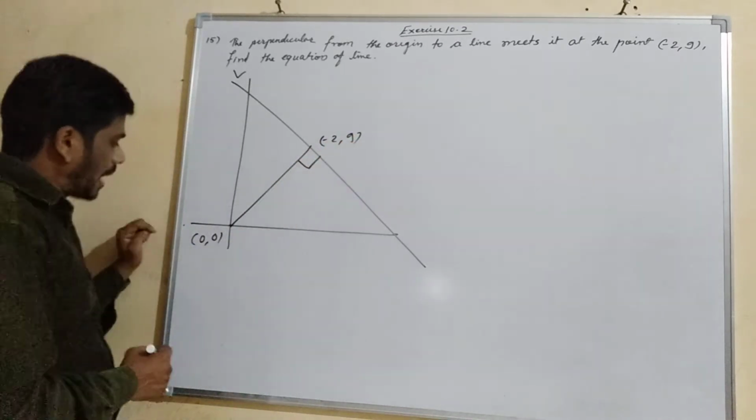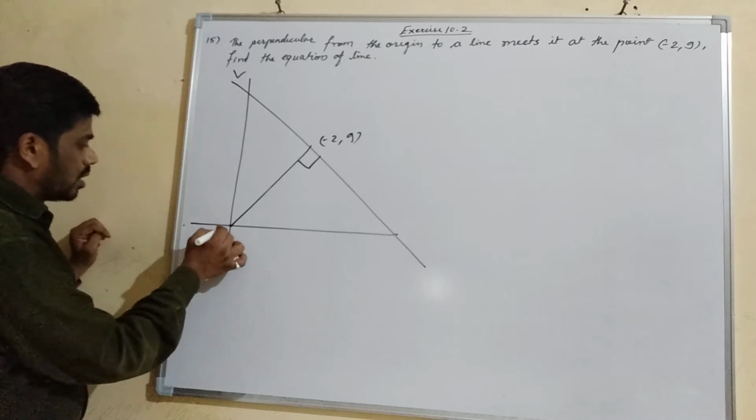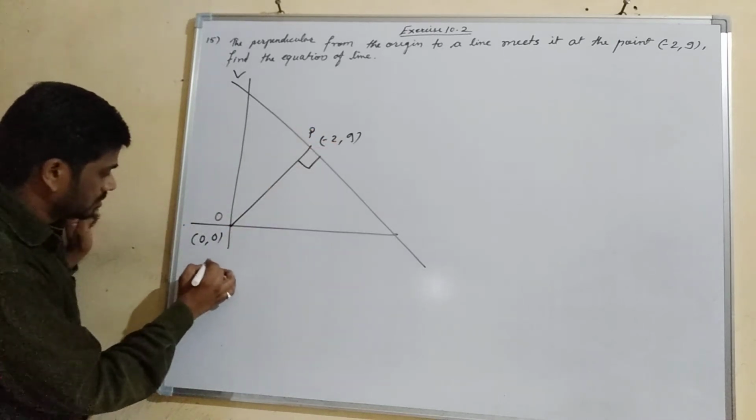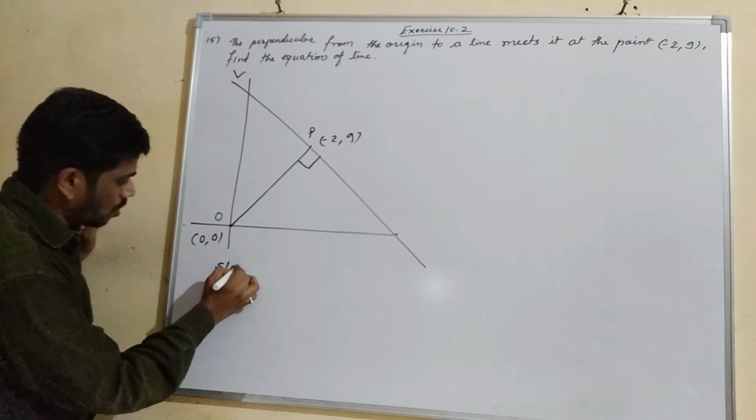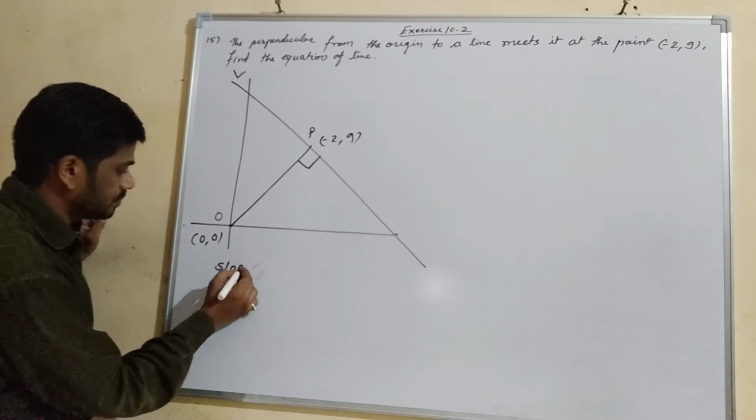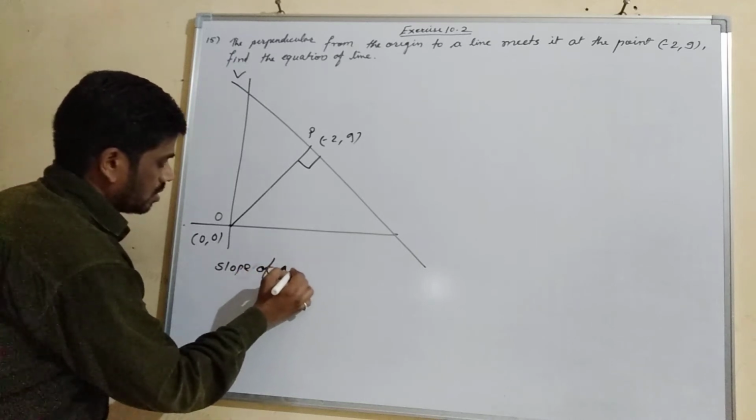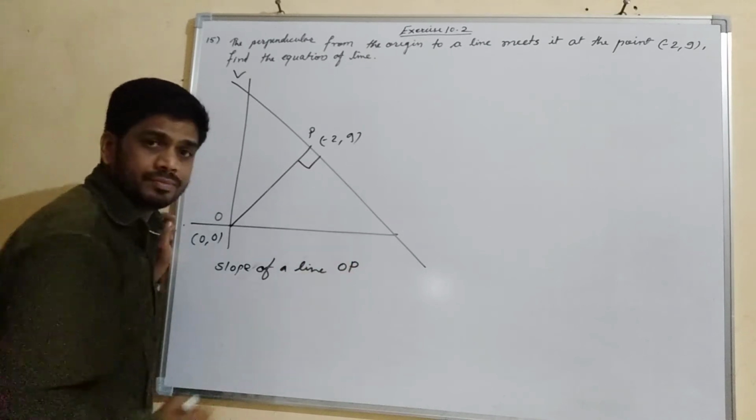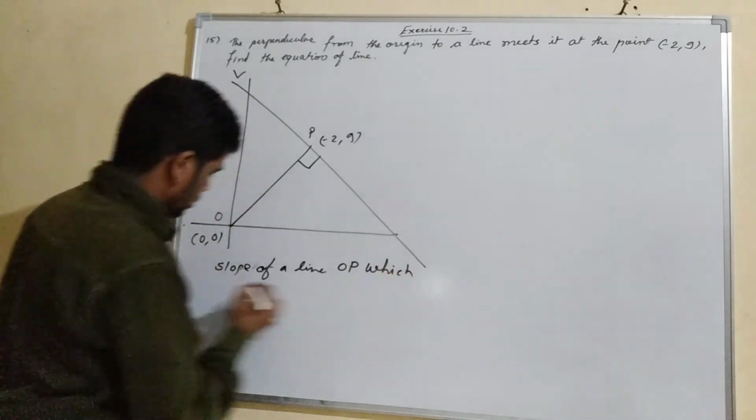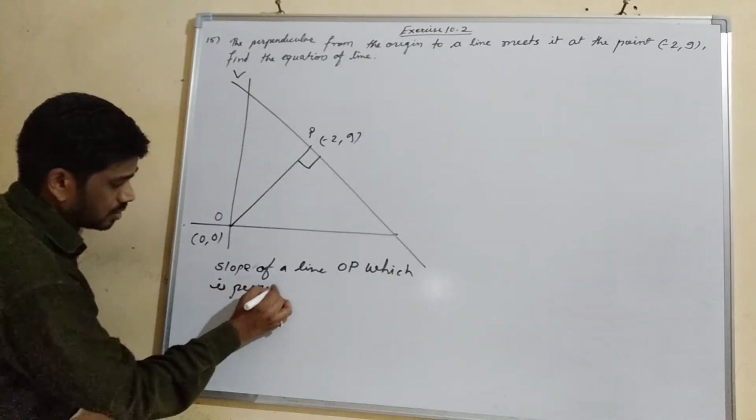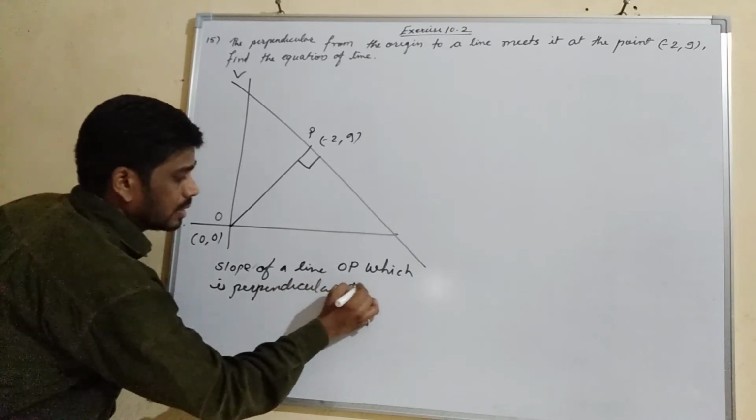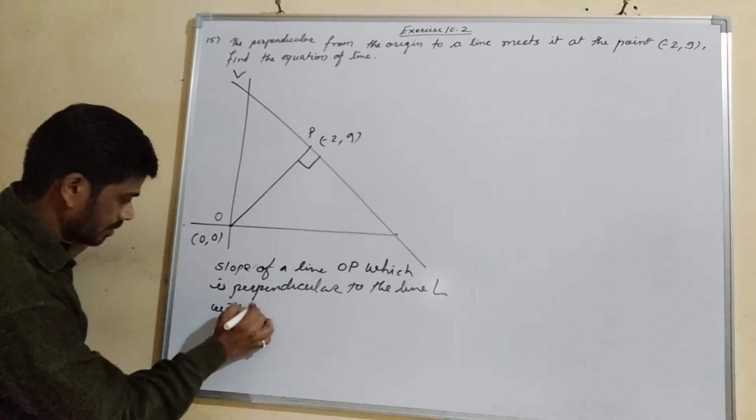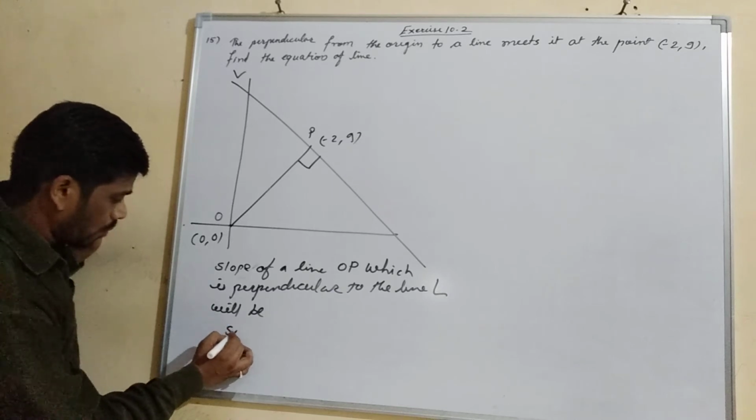Okay, so let's see. We'll write, suppose this is O, this is P. So the slope of the line OP, which is perpendicular to the line L, will be the slope of OP.